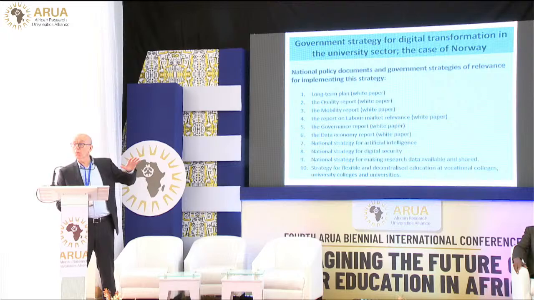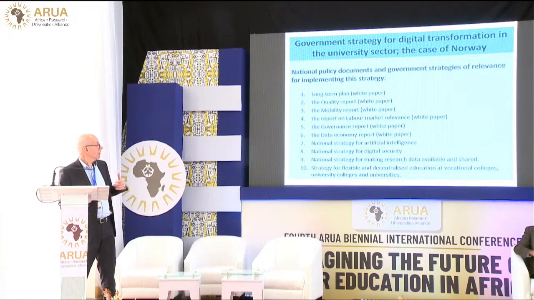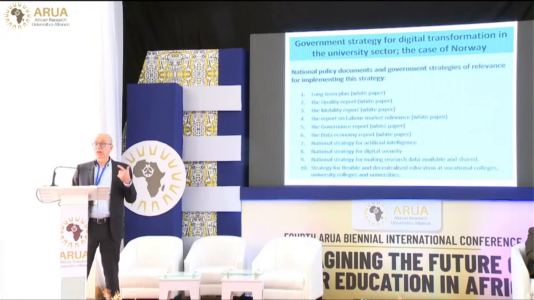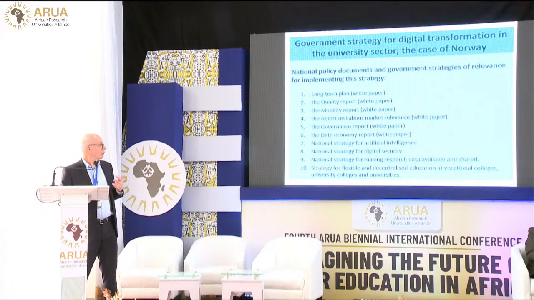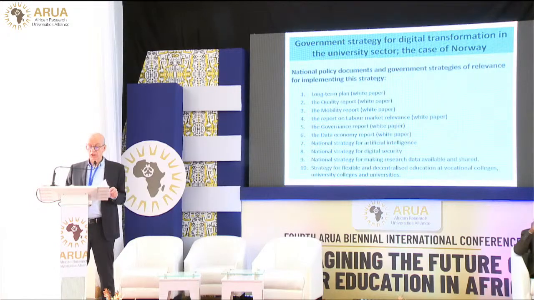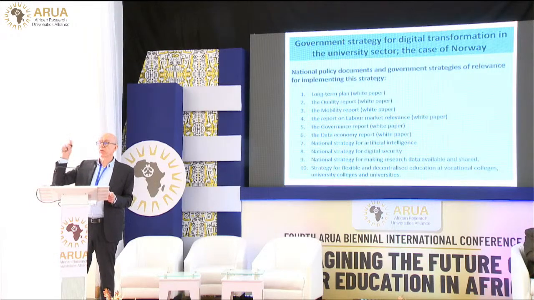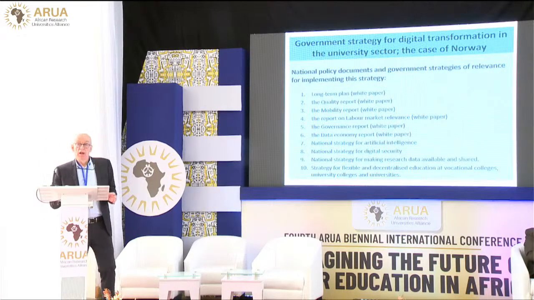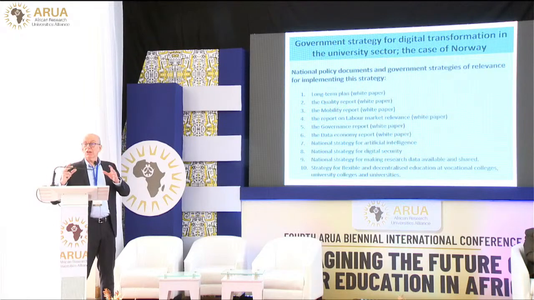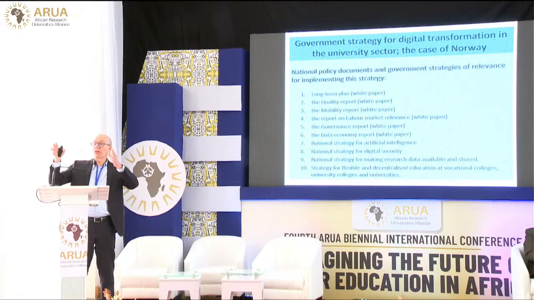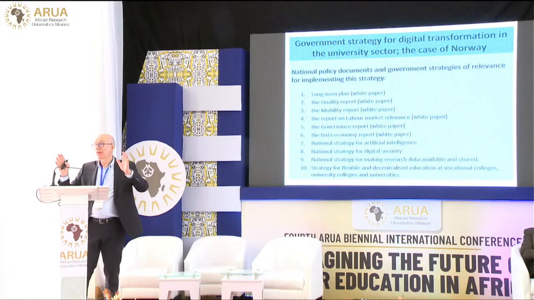The overall long-term plan for higher education and science, quality, mobility, labor market governance, but also the national strategy on artificial intelligence, the national strategy for digital security, the national strategy for making data available and shared, and the strategy for flexible and decentralized education, not just in the universities and vocational colleges, but all the way down to primary education, maybe even the kindergarten. So this question of digital technologies and the impact on our primary processes is embedded in a large set of strategies, policies, expectations, and questions.